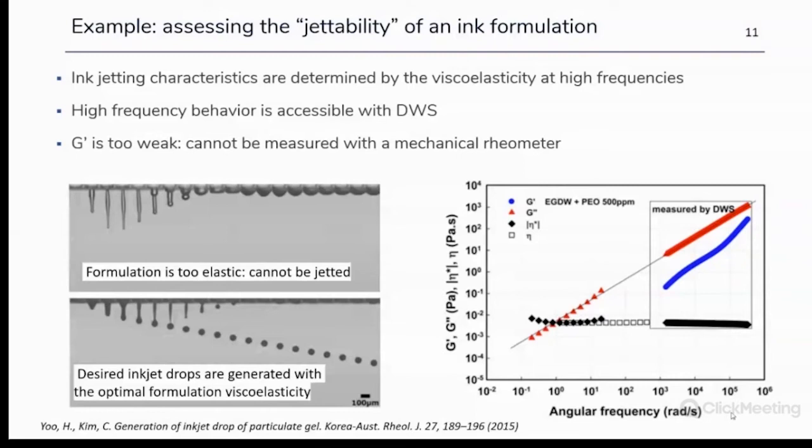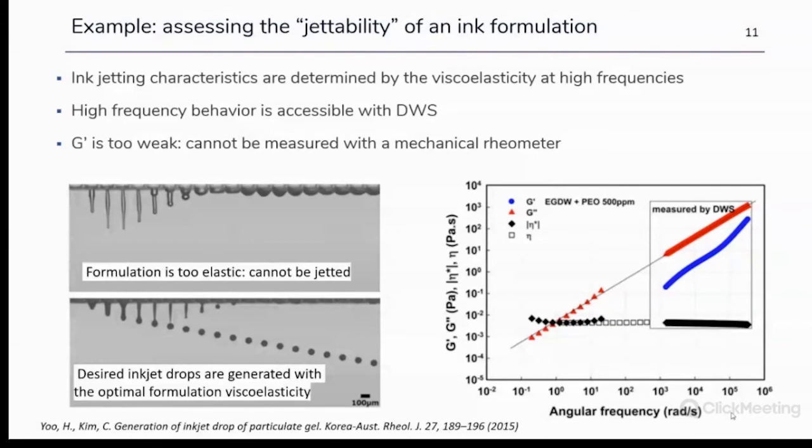You can see on the right side of this slide the storage and loss modulus measured by DWS at high frequencies. So we want to check that the loss modulus in red is always higher than the elastic modulus, and also that the elastic modulus is inferior to a certain given value that is determined by the experimental conditions and by the researchers. We also want to monitor the viscosity of this formulation, which you can see in dark.